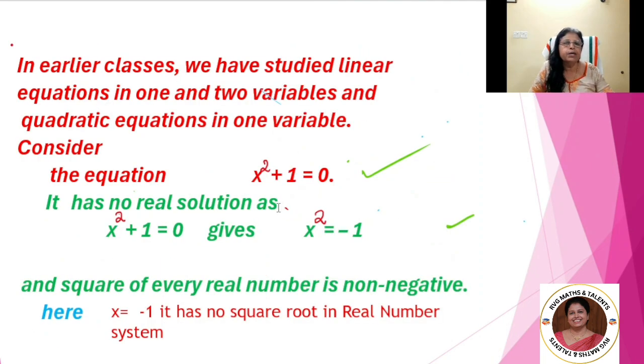Then again we are expanding this. Here what is our need? If you consider this quadratic equation in one variable, x square plus 1 equal to 0, we want to find the solution of this equation. So x square plus 1 equal to 0, we are trying to solve this. Then we will get x square equal to negative 1. But we know the square of every real number is non-negative.